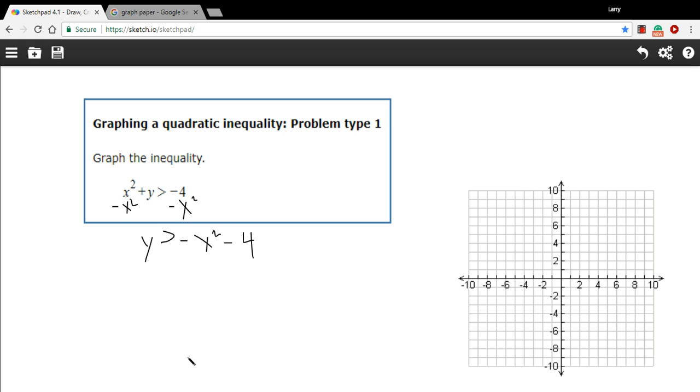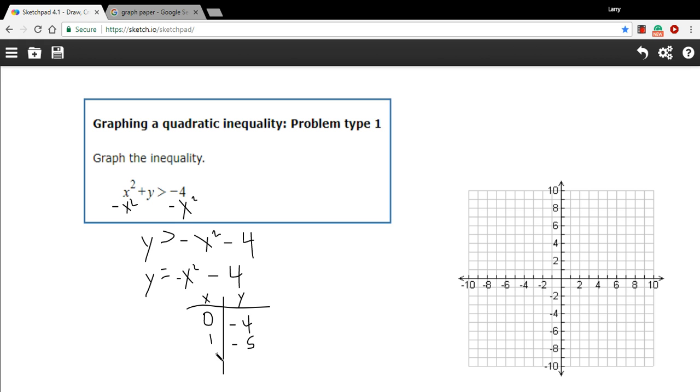So the first thing to do is to graph that parabola itself. For the time being, we should just think of this as the equation y equals negative x squared minus 4. And probably the best way to go about graphing this is just to make a chart of values. I'm going to start with 0 for x. If we put in 0 for x, we would have negative 4 for y. And then let's put in 1 for x. 1 squared is 1, negative, so that's a negative 1 minus 4. That's going to be negative 5.